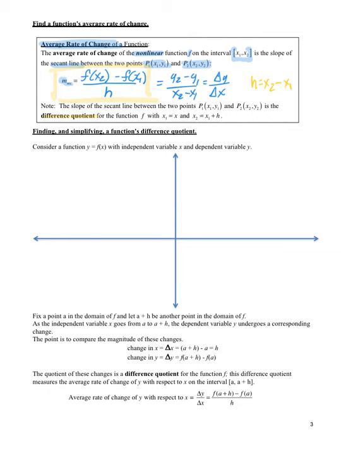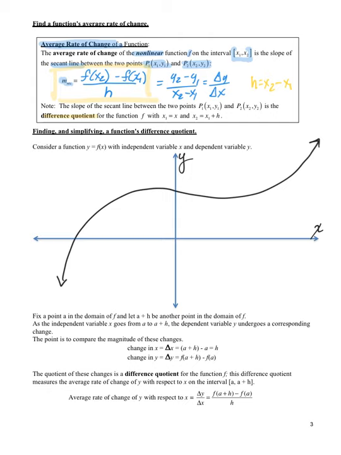H is just the change of x. So let's draw a picture to make sure we understand what we're dealing with. We have an independent variable x, a dependent variable y. I'm going to begin by looking at a nonlinear function. So here is a nice nonlinear function. Now, on that function, I want to calculate the difference quotient, the average rate of change.